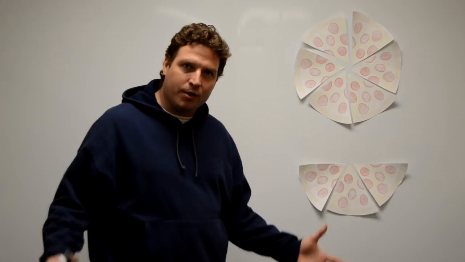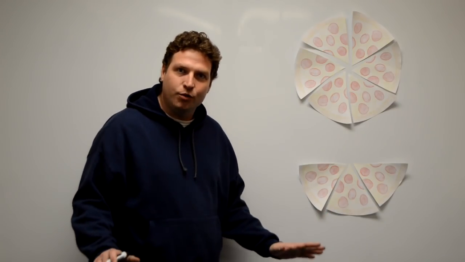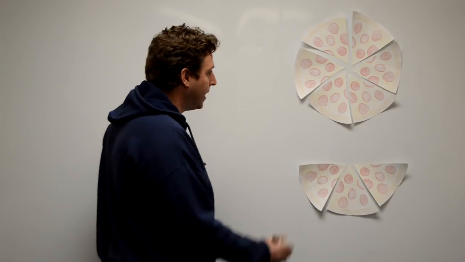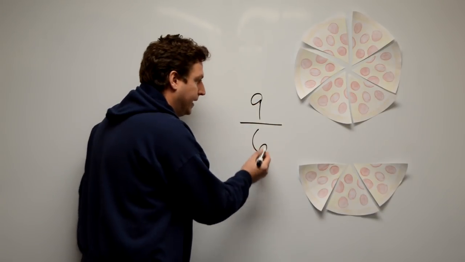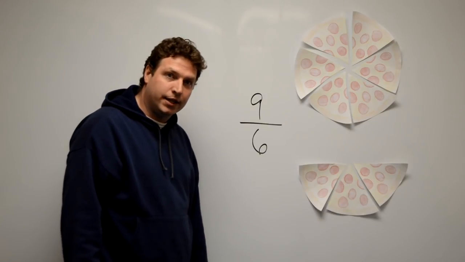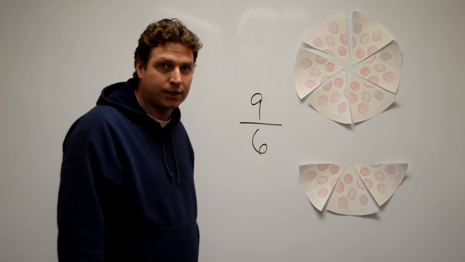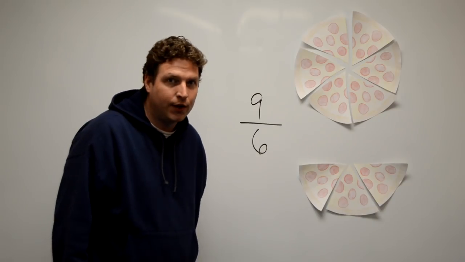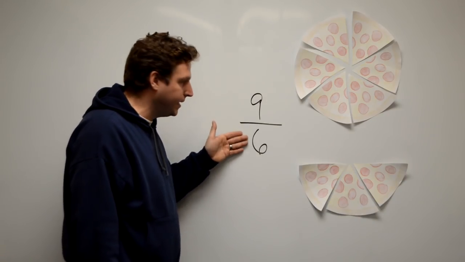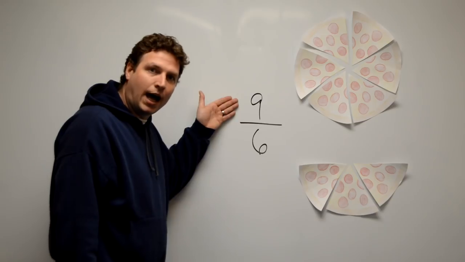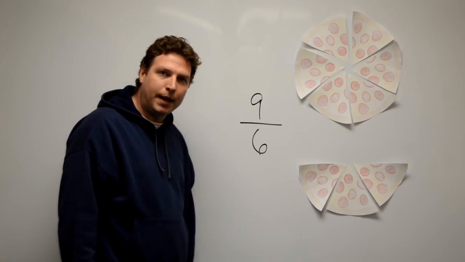Okay, so what is an improper fraction? An improper fraction doesn't use whole numbers. So let's count the slices of pizza that we have here. I see 9 slices. And since 1 whole pizza is out of 6, an improper fraction for this pizza is 9 over 6. An improper fraction always has a larger number on the top. That's how we know it's an improper fraction. If the fraction is improper, the number on top will be larger than the number on the bottom.